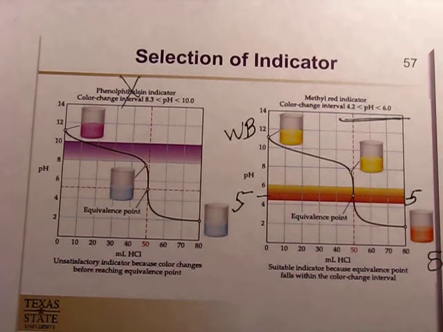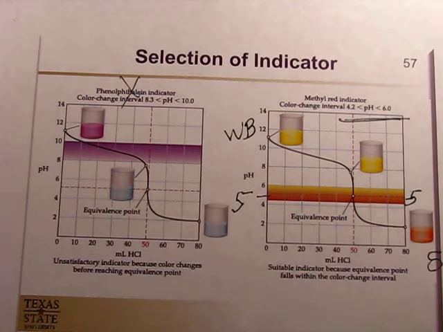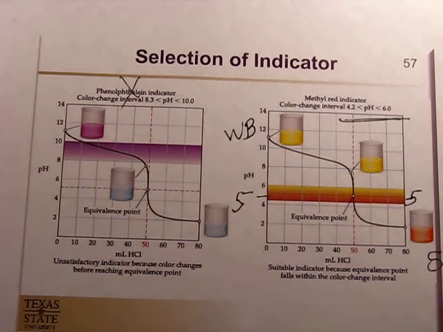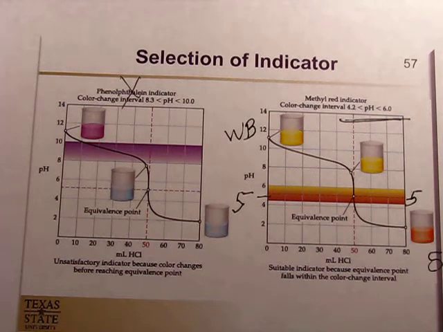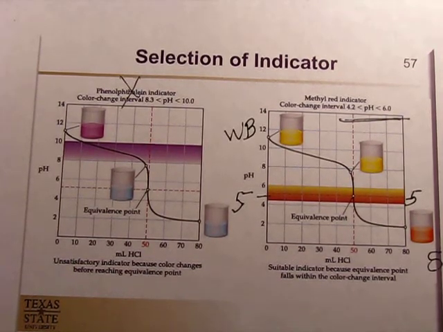So we always have to use the indicator to find out where the color is changing, and then based on the color change we have to select the particular indicator where your titration equivalence point is, meaning the pH must match with the equivalence point of your titration.